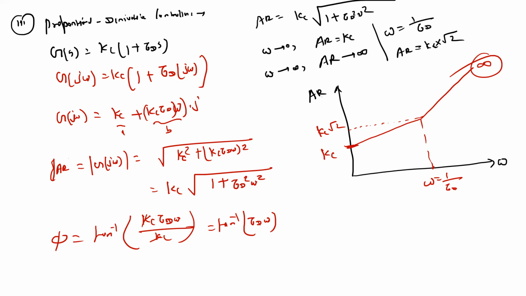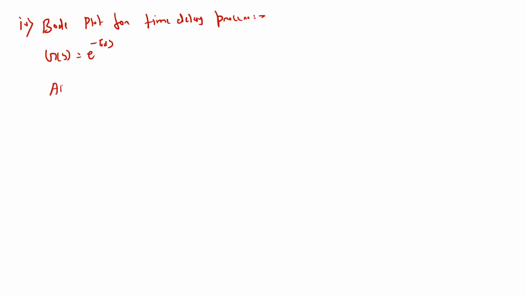Okay. So one more thing that has been left here is the fourth one, that is the Bode plot for a time delay process, where your G(s) is equal to e to the power minus tau d s. So here the amplitude ratio was 1 and your phi is equal to minus tau d into omega into 180 degrees by pi.